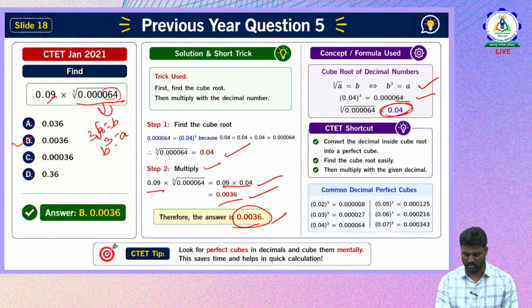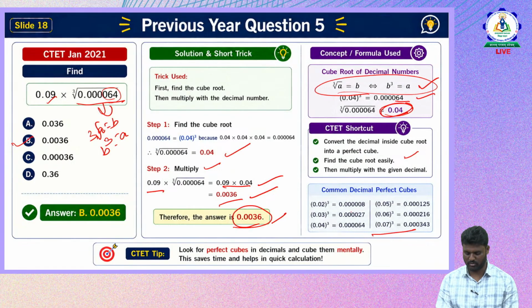Just remember the formula whenever they ask in the form of decimal numbers. Remember this formula and apply it, then we'll get the solution. They give one decimal number and the other number in the form of a cube root, and we have to convert that decimal into a perfect cube number and then simplify the question. Convert the decimal inside the cube root into a perfect cube, find the cube root easily, and then multiply with the given decimals. These are the basic things we can remember.